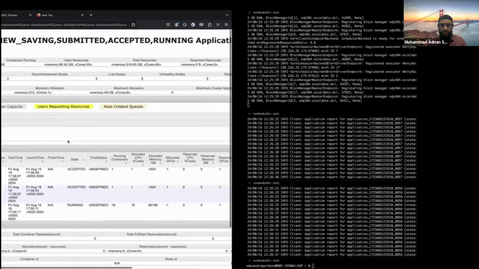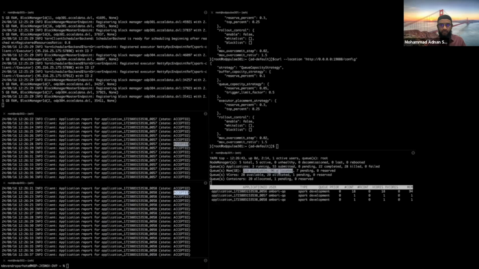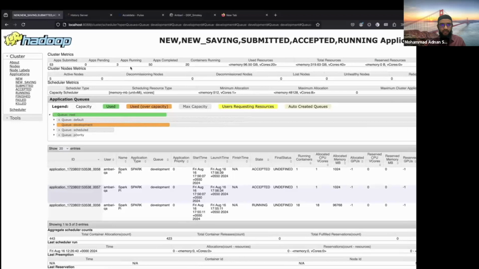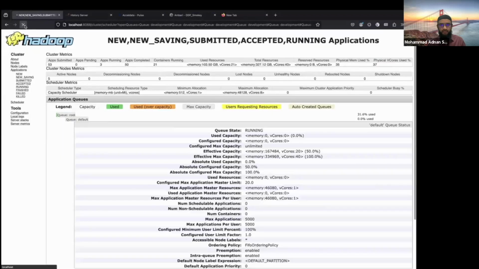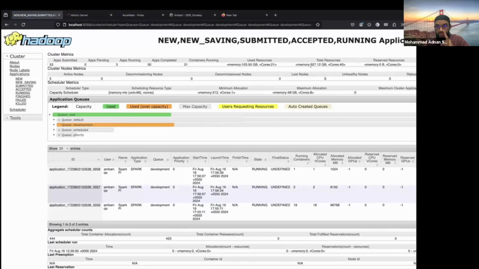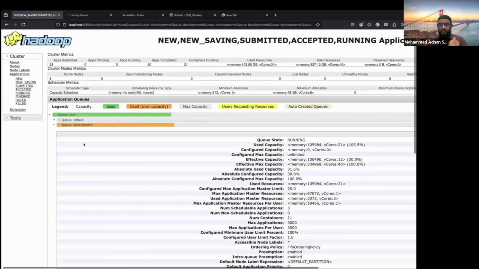And also the total YARN memory will increase, and that is something I'll share. Just refresh the screen. Previously the total resource was 312. Now it has moved from 312 to 327. And now the jobs that were stuck, so if you see here, previously we were stuck at 95 GB. We have moved from 95 GB to 105 GB now. So you're unleashing that potential.